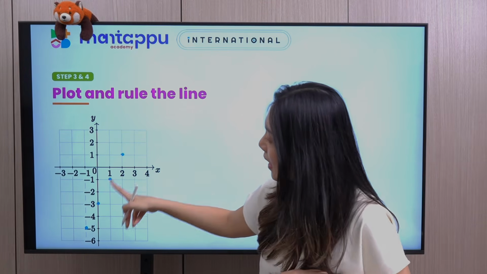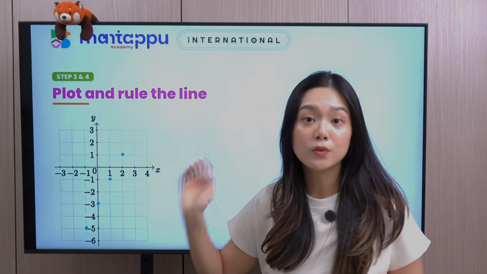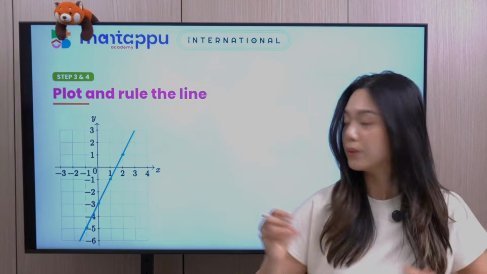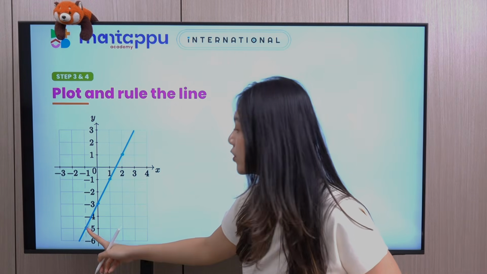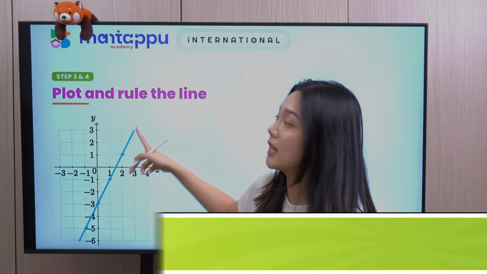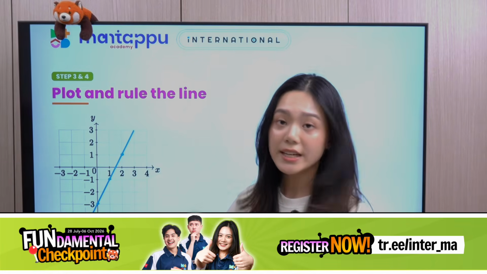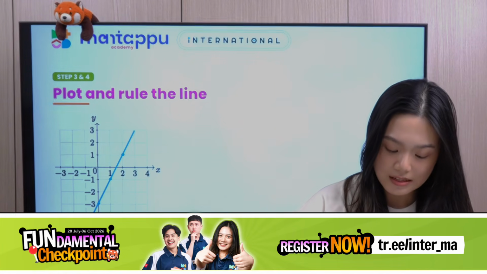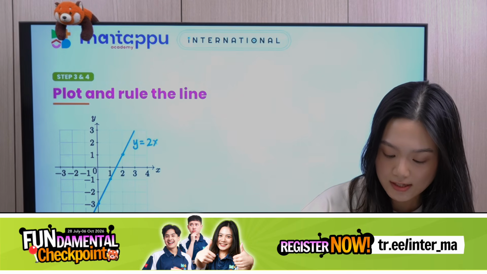Now you can see I can connect these 4 points to form a straight line. So this is my line. I connect my 4 dots, and don't forget to extend it beyond the dots to form an entire straight line. So now there we have it. This is y equals to 2x minus 3.